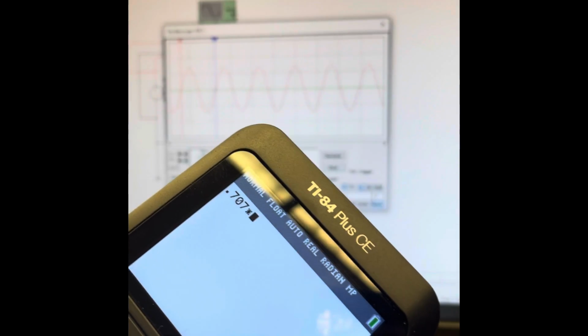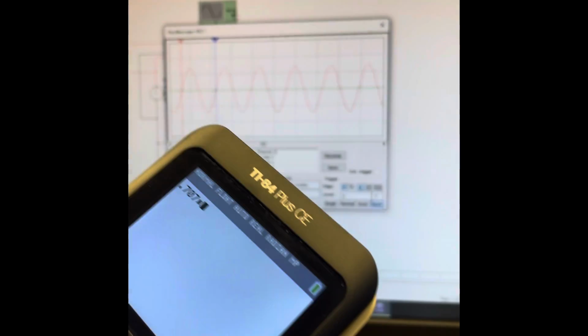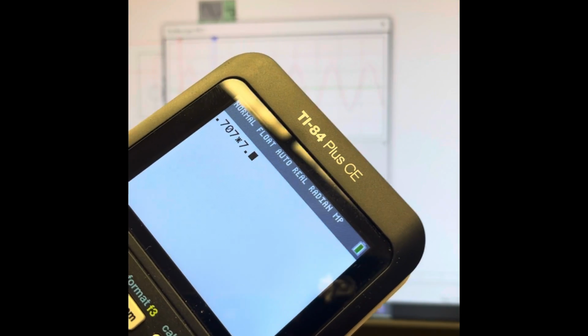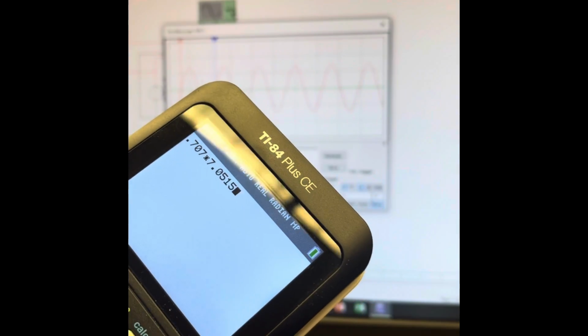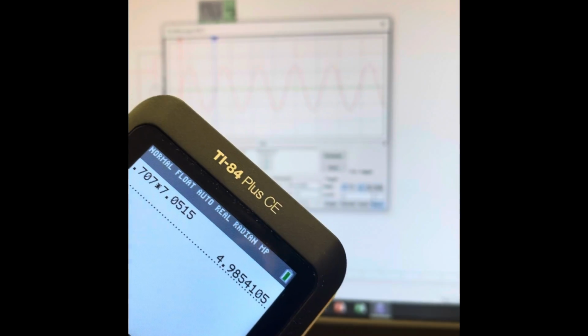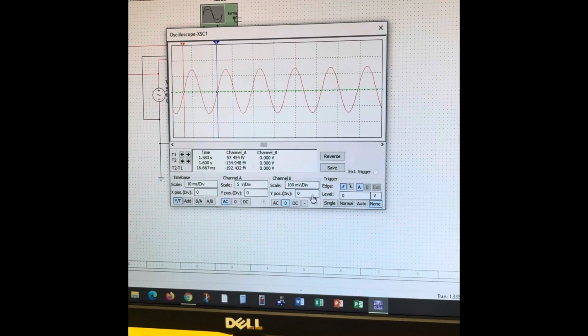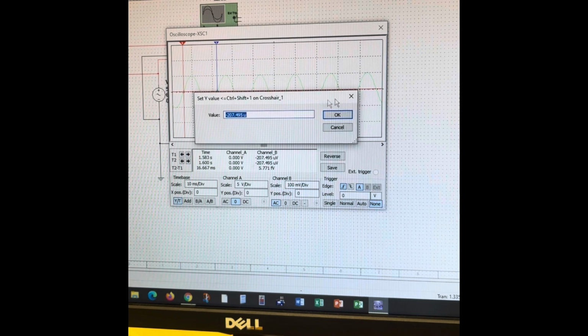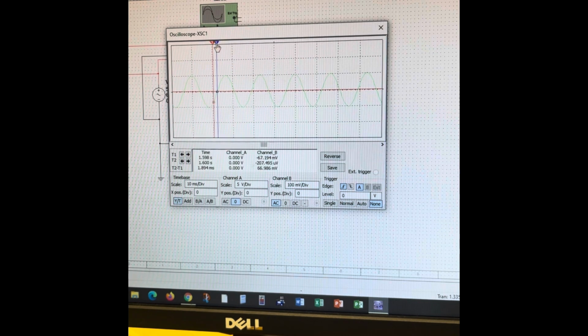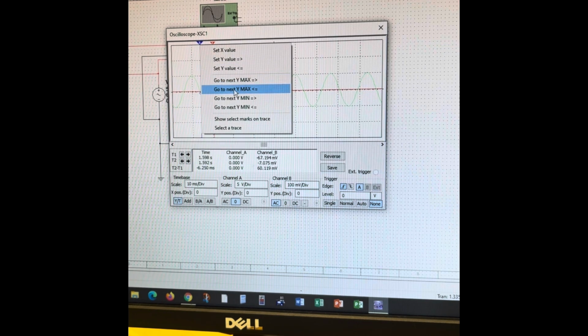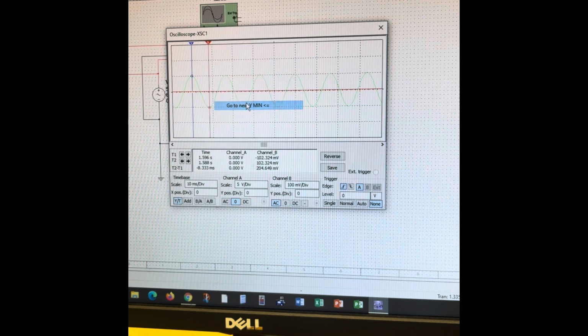divided by half of the voltage peak to peak, which is 7.05. 515 is equal to 4.98. Now as for channel 2, the voltage peak to peak for channel 2 is 204 millivolts. Which comes out to 0.204 voltage peak to peak.